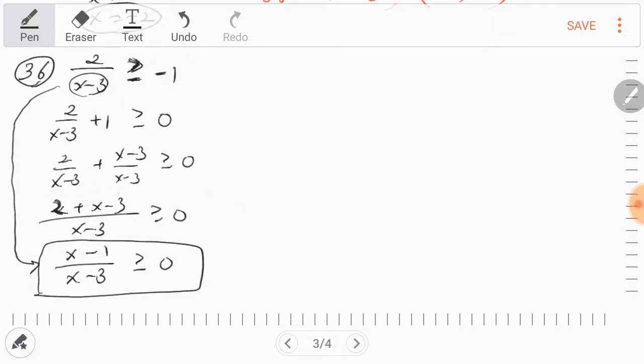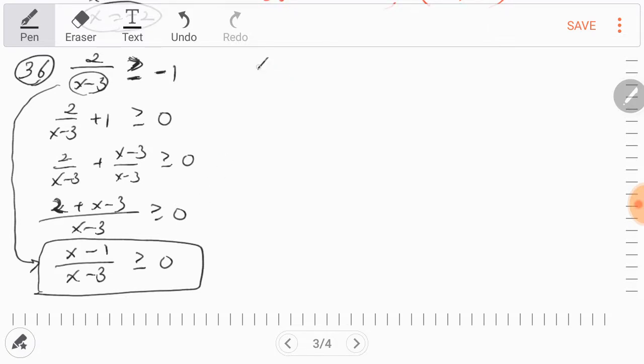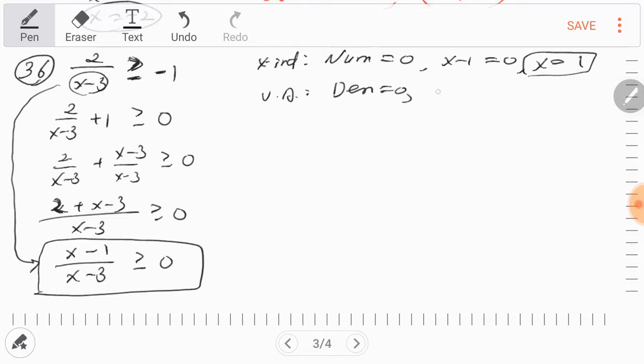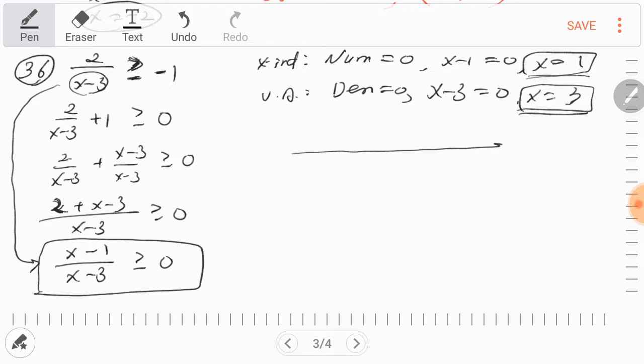Okay, so from here, now set the x-intercept. How do you find the x-intercept? Set the numerator equal to 0. Then the numerator is x minus 1 equals 0, then x equals 1. So this is the x-intercept. And for the vertical asymptote, we set the denominator equal to 0. So x minus 3 equals 0, then x equals 3. So this is the vertical asymptote. This is the x-intercept. So plot these 2 points on the number line, x equals 1 and x equals 3.